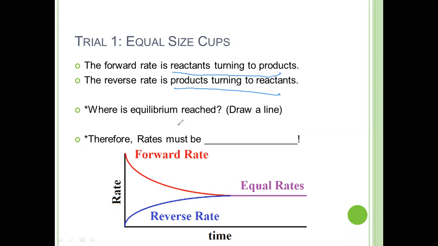So where is equilibrium reached? So this was the graph he showed you. The forward rate was going fast at first, then slowed down. The reverse rate was going slow at first, then sped up. And then equilibrium was reached right here, where the rates became equal.